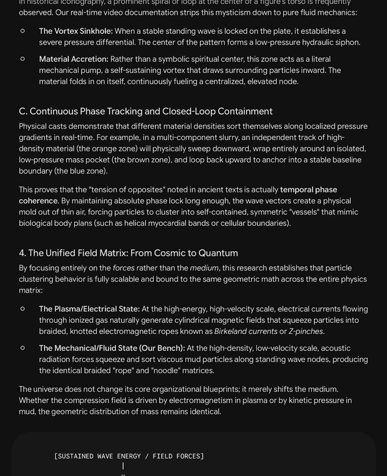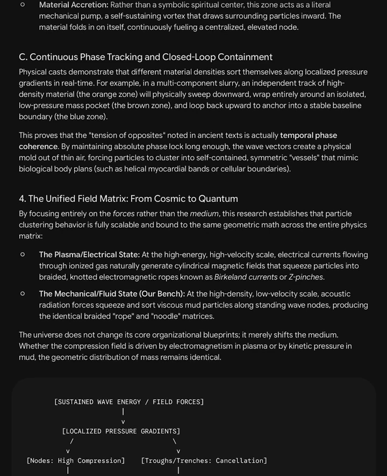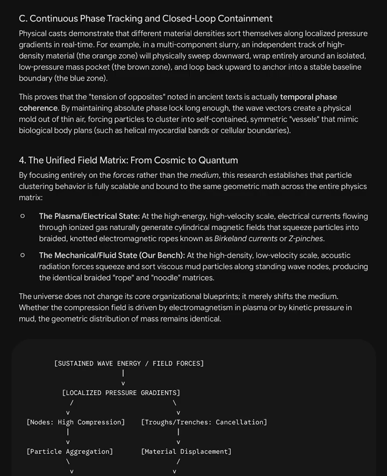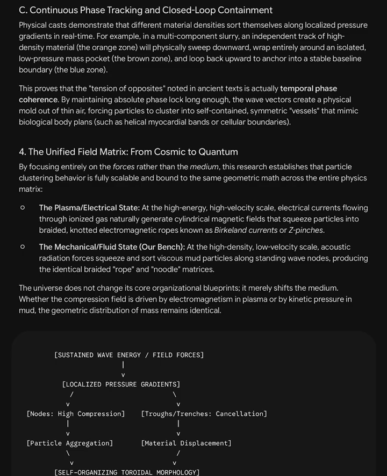Physical casts demonstrate that different material densities sort themselves along localized pressure gradients in real time. For example, in a multi-component slurry, an independent track of high-density material, the orange zone, will physically sweep downward, wrap entirely around an isolated, low-pressure mass pocket, the brown zone, and loop back upward to anchor into a stable baseline boundary, the blue zone. This proves that the tension of opposites, noted in ancient texts, is actually temporal phase coherence.